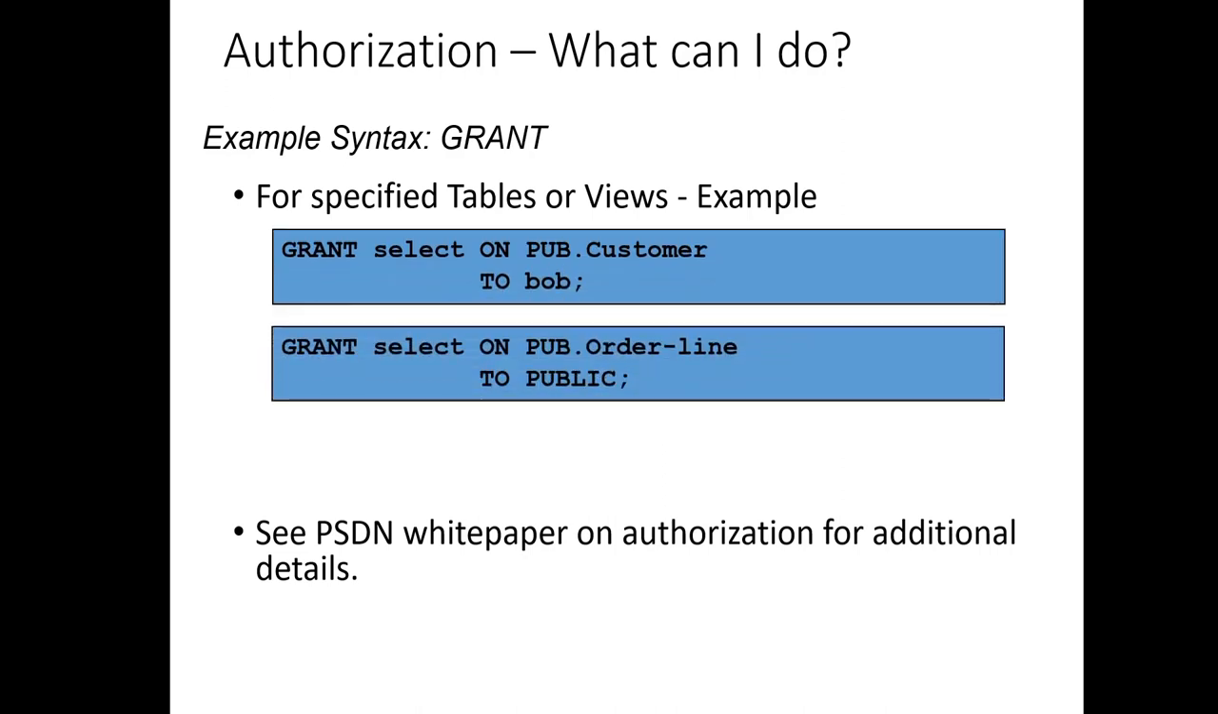So here's some simple examples: grant select on pub.customer to Bob. We'll parse that out in a moment. Or grant select to public on order line. Using public as opposed to a specific user allows everybody to read that. There's a really good white paper out on the website with additional details about how to do all this. I'm going to show you a sample.